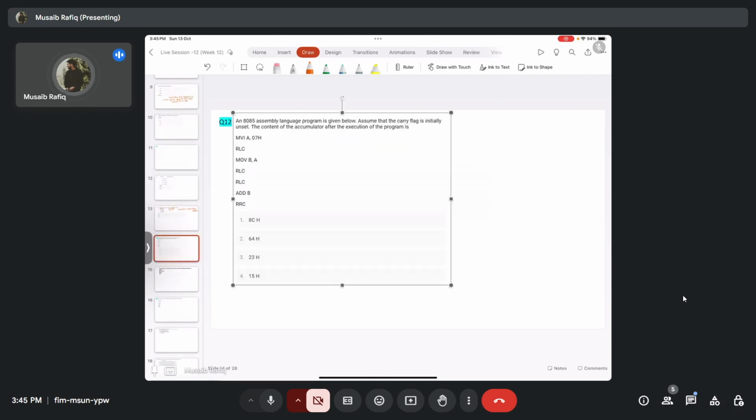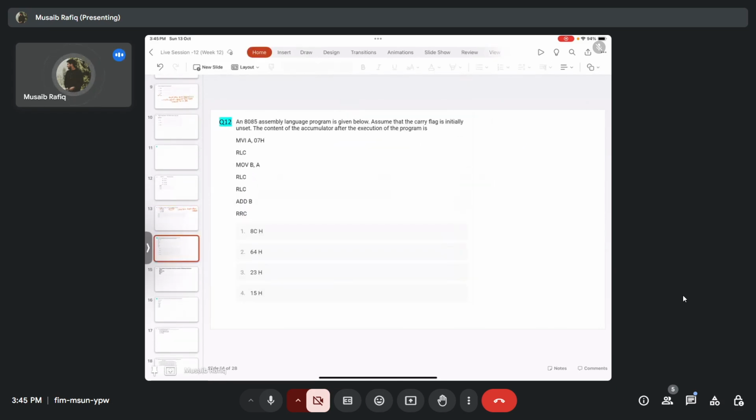Then I have this question which states that an 8085 assembly language program is given below. Assume that the carry flag is initially unset. The content of the accumulator after the execution of the program is. What I would like is for you guys to solve it first. I think a couple of minutes will be sufficient for this question, and you can type in your answer in the chat box. After that, I'll show you the solution.